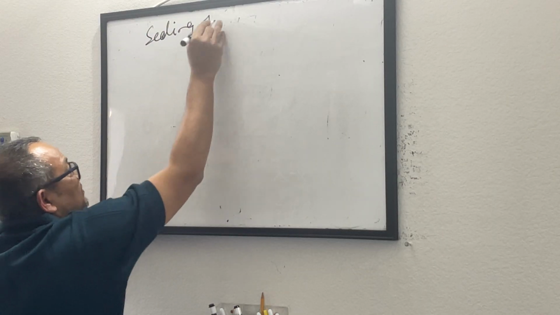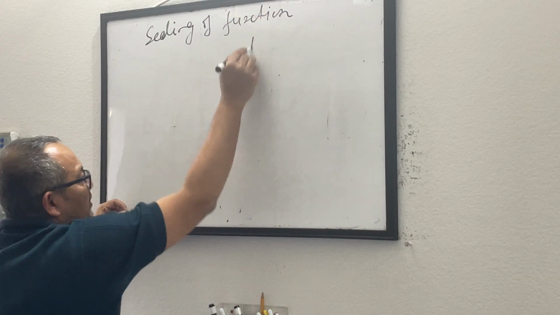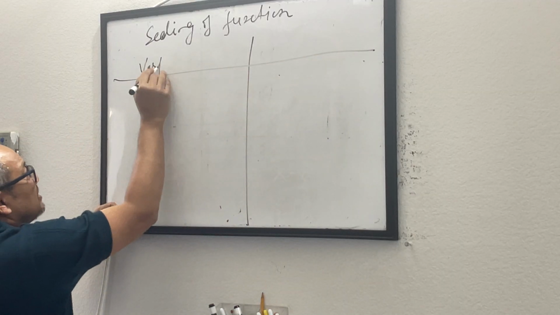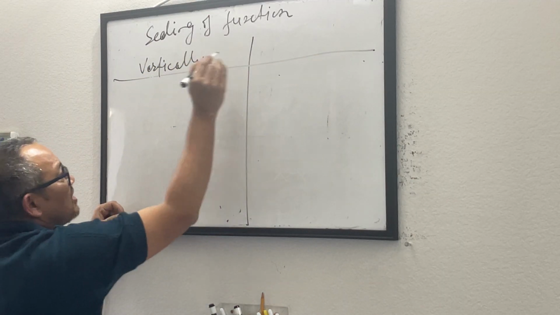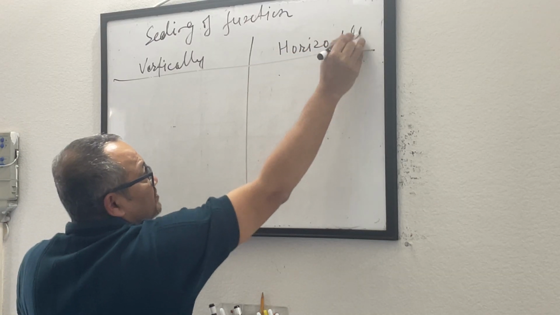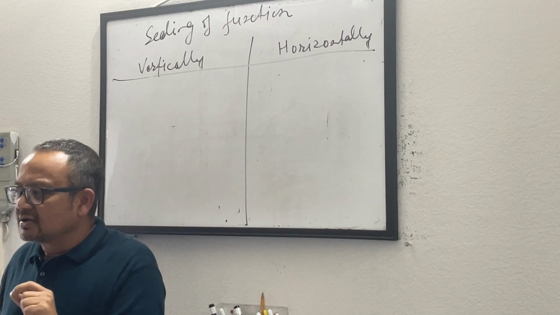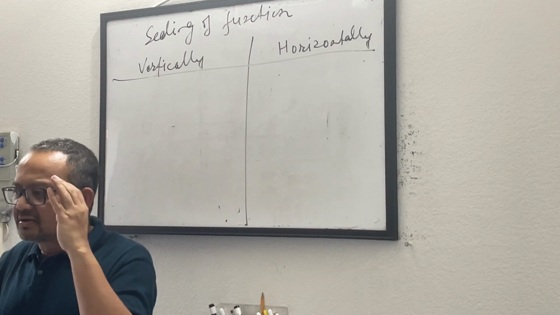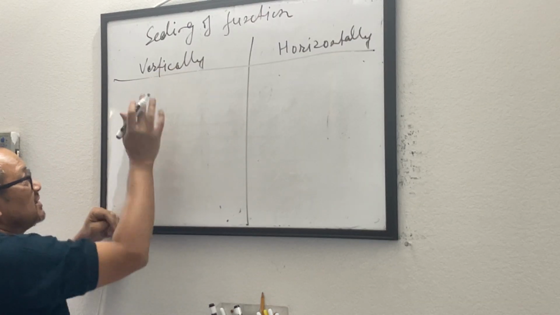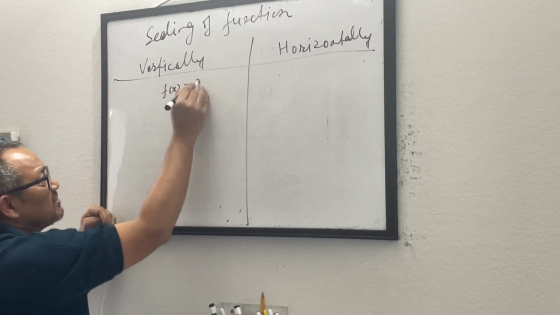So we'll talk about scaling a function. We'll have 2 flavors of it: when you are scaling the function vertically, and when you are scaling the function horizontally. Okay? So let's take one simple, cute looking function. A function that doesn't haunt you guys. Let's say I'm talking about a function f(x) which is equal to x squared.